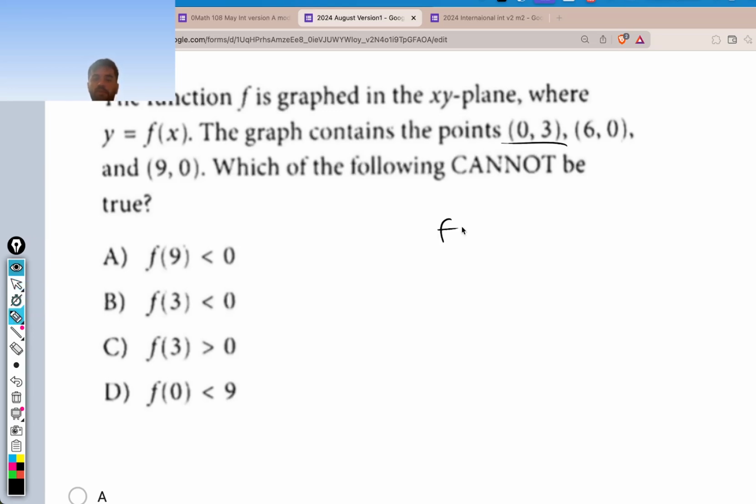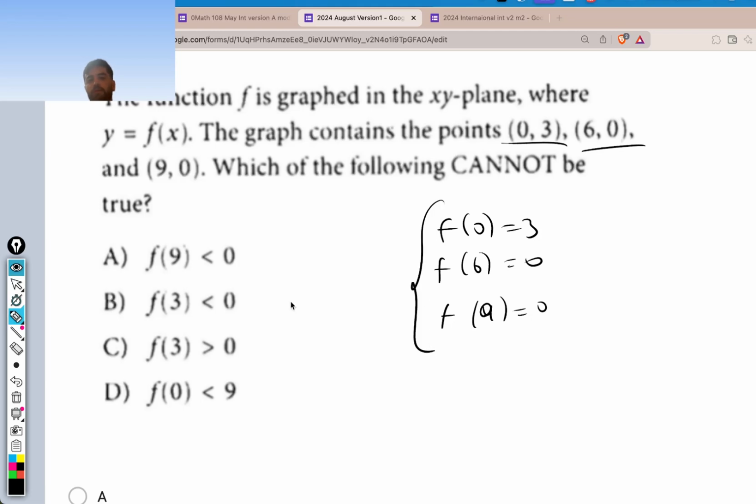This one means f of 0 is equal to 3. This one means f of 6 is equal to 0. And this last one means f of 9 is equal to 0. So let's look at which one is not correct. F of 0 is less than 9. Okay, f of 0 is 3, yeah, it's correct actually. F of 9 is less than 0. No, it is equal to 0, so it is not correct, A. We don't have any information about f of 3, so we don't know that one.